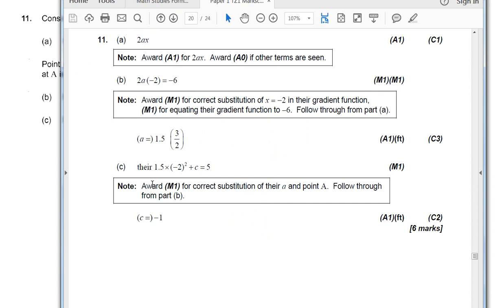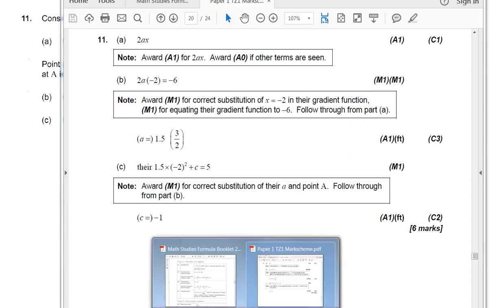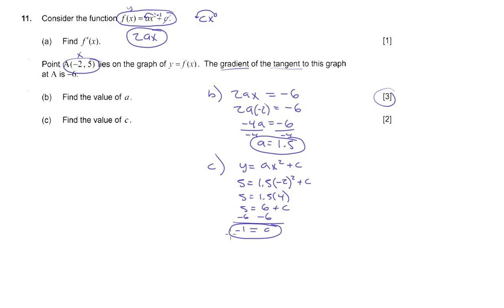All right, last one, 2 points. So we did 1.5 times -2 squared plus c equals 5. We just had 5 on the other side, but we had that exact equation. So 1 point for correct substitution of our A point, which was 1.5. And then follow through, in case you got something wrong, that's what follow through is always talking about, if you use your wrong answer correctly. And then we got that c equals -1. There's our second point. So we got all our points on that one.